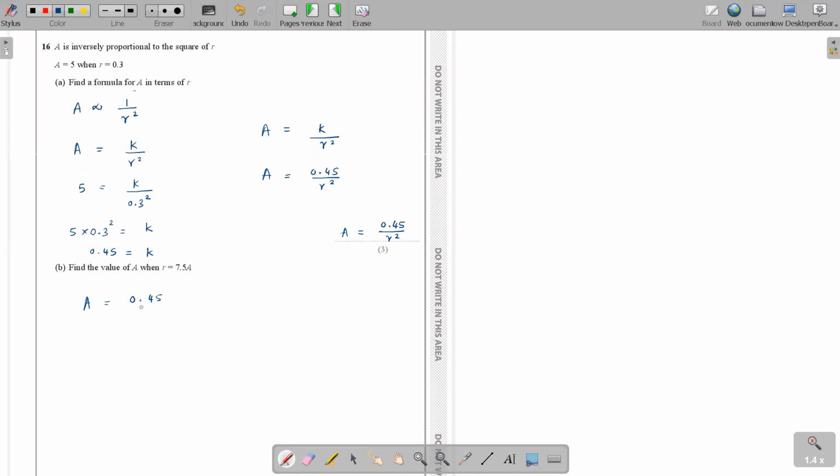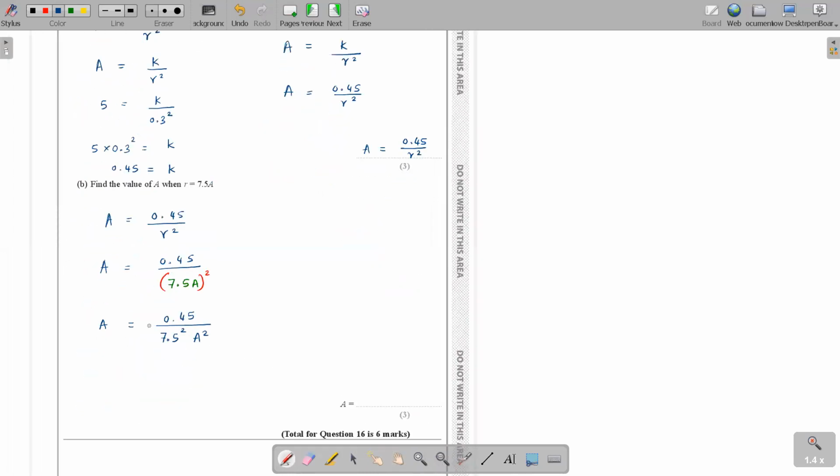So A equals 0.45 over R squared. They are asking you to find A when R is 7.5A. So R is 7.5A, and that value should be squared. Let's simplify. A equals 0.45 over, when we square it, we get 7.5 squared times A squared. So let's work on this. I'll bring the A squared to the other side.